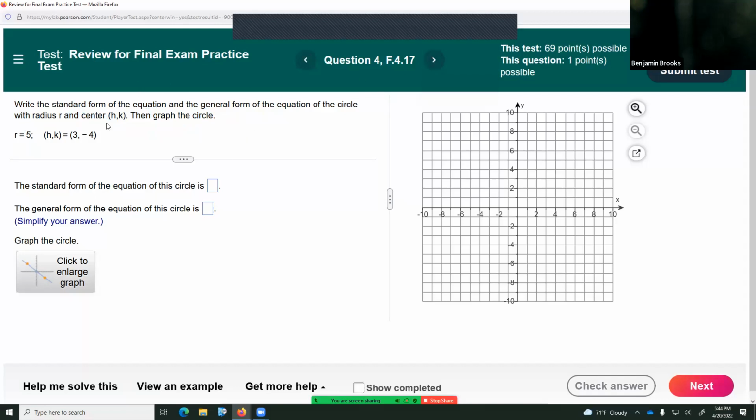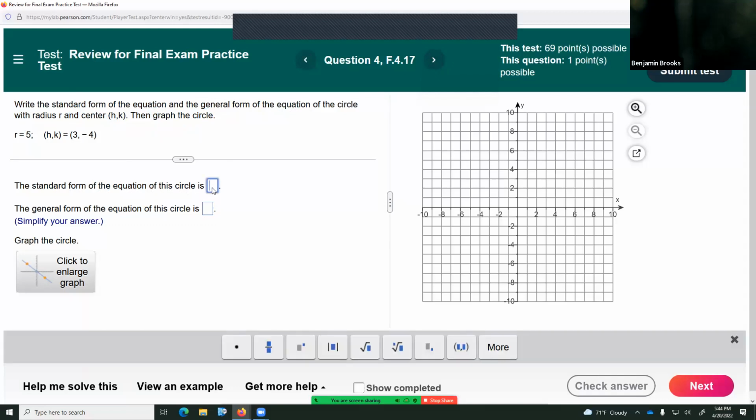All right, let's walk through this. So we've got the standard form of the equation and the general form of the equation of the circle with radius, this stuff. The first thing we're going to do is the standard form of the equation of the circle, what we would normally do.